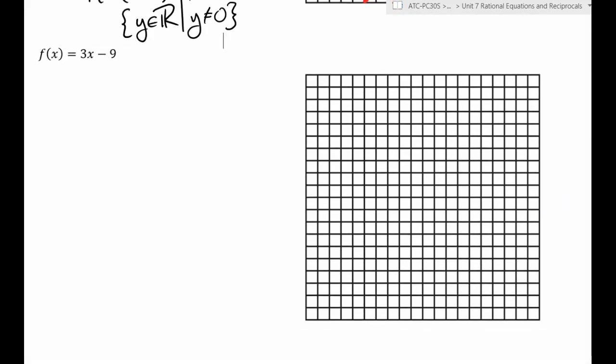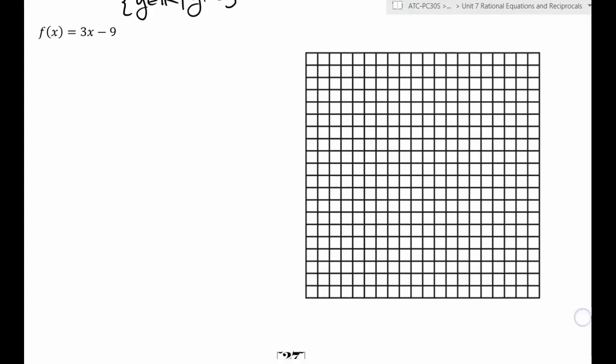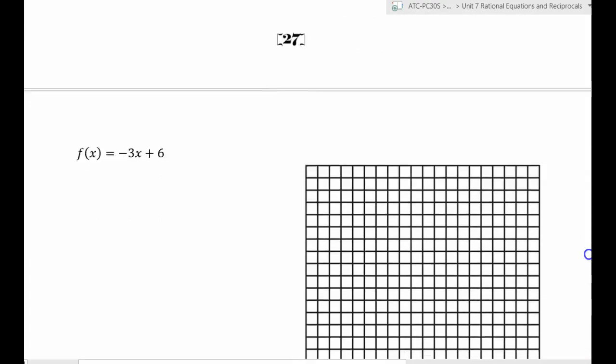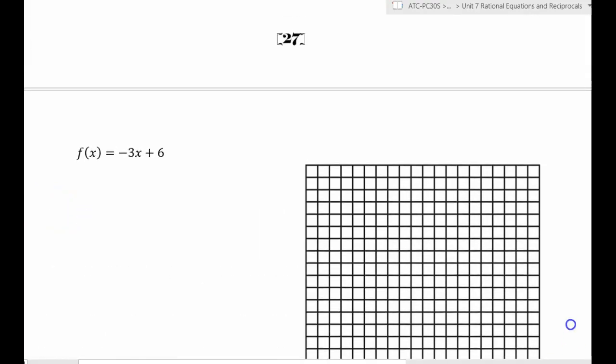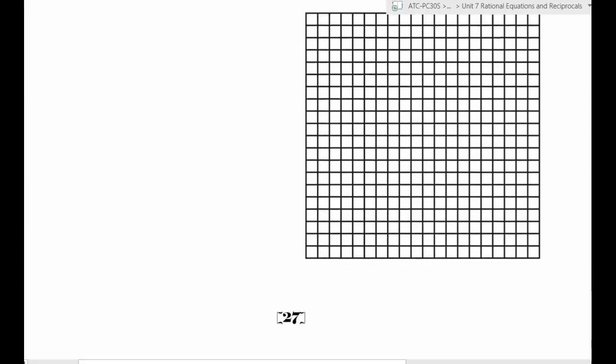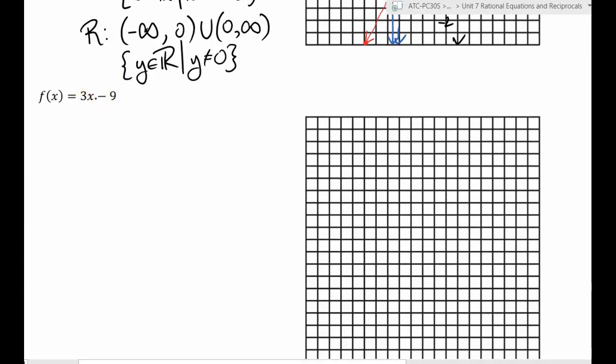So what I'd like you to do is give this next one a shot. Okay, you've got a few more to try. Okay, and then the next video is going to pick up at example 2. Just a quick heads up. Watch out for taking out common factors when we're figuring out our non-permissible values as our vertical asymptotes.